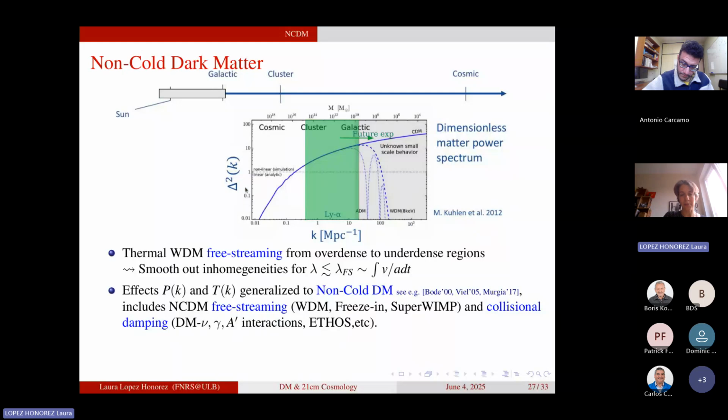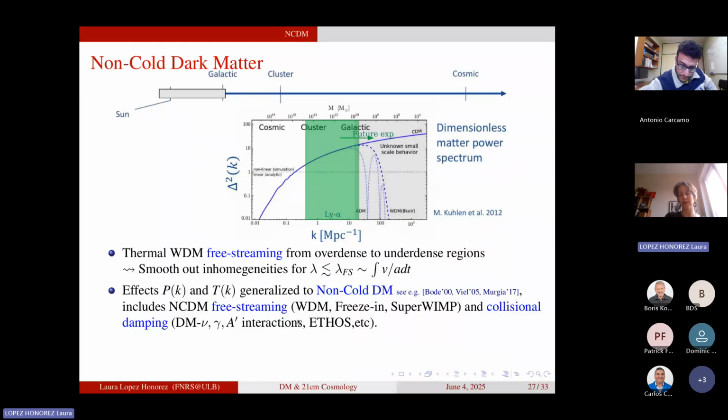Here I show you the matter power spectrum, actually the dimensionless power spectrum, as a function of the inverse of the scale. In continuous blue, you see cold dark matter. With the dashed line, you see thermal warm dark matter. Small scales are here, large scales are there. At large scales, thermal warm dark matter doesn't change anything. At small scales, it suppresses the power spectrum exponentially. You can have other scenarios that give rise to a suppression.